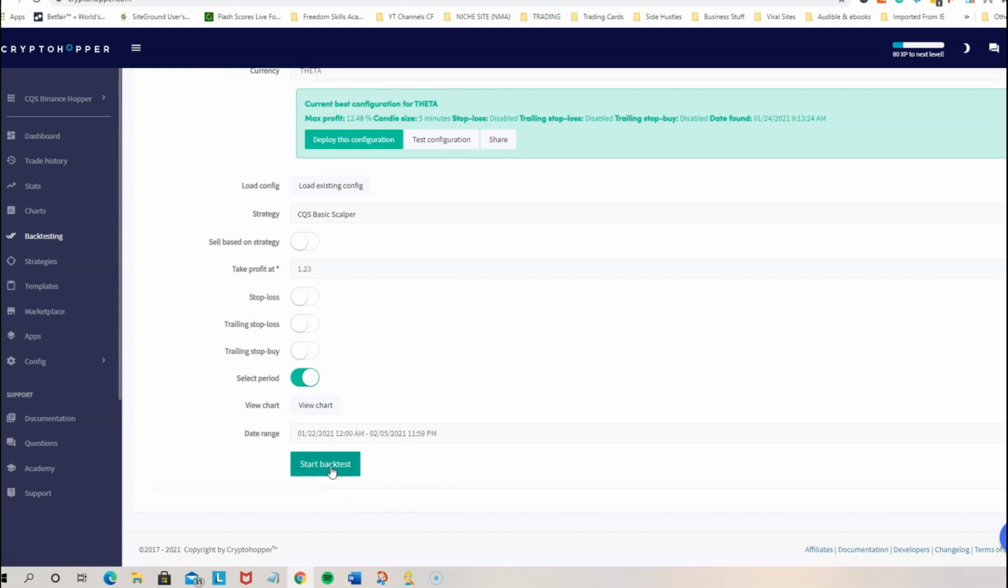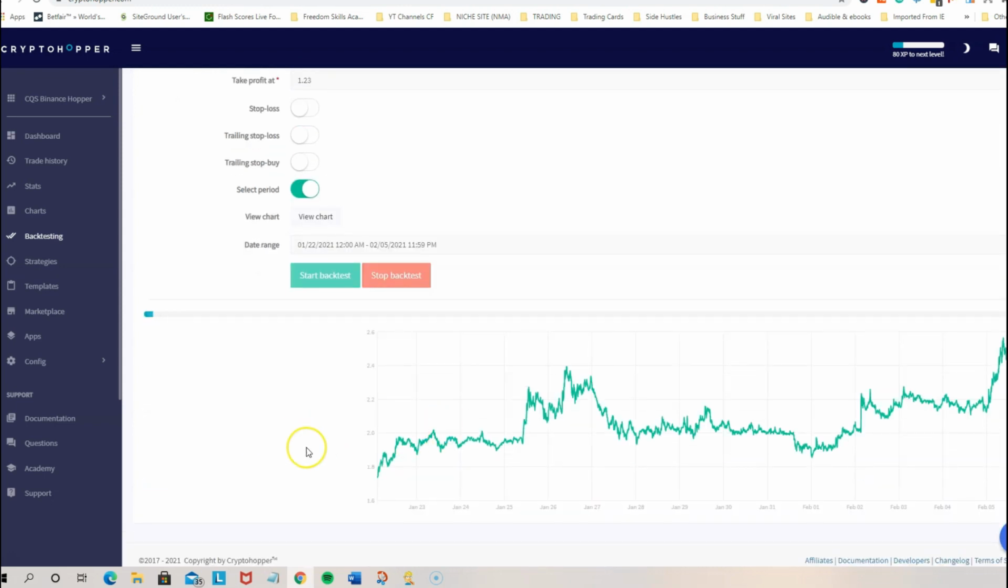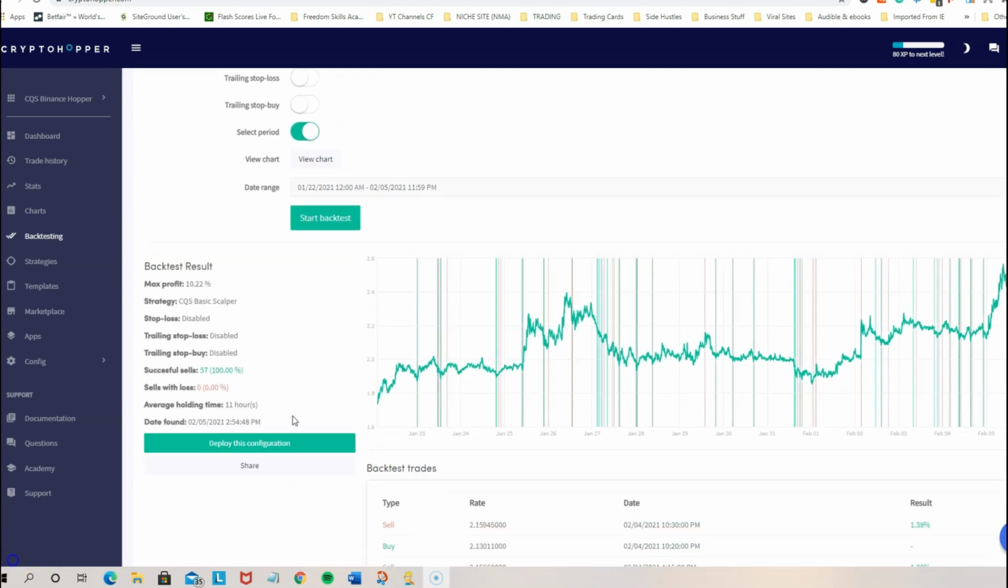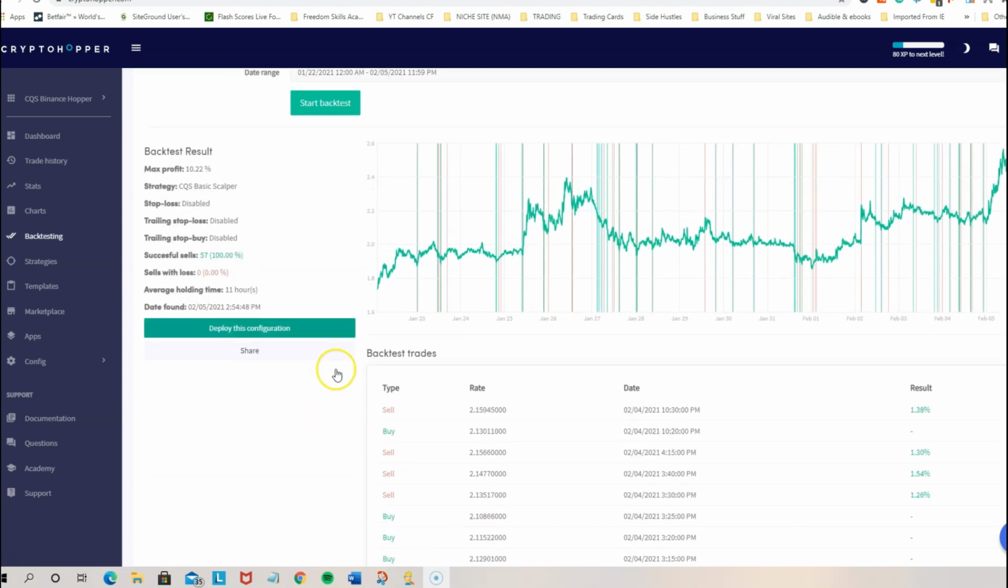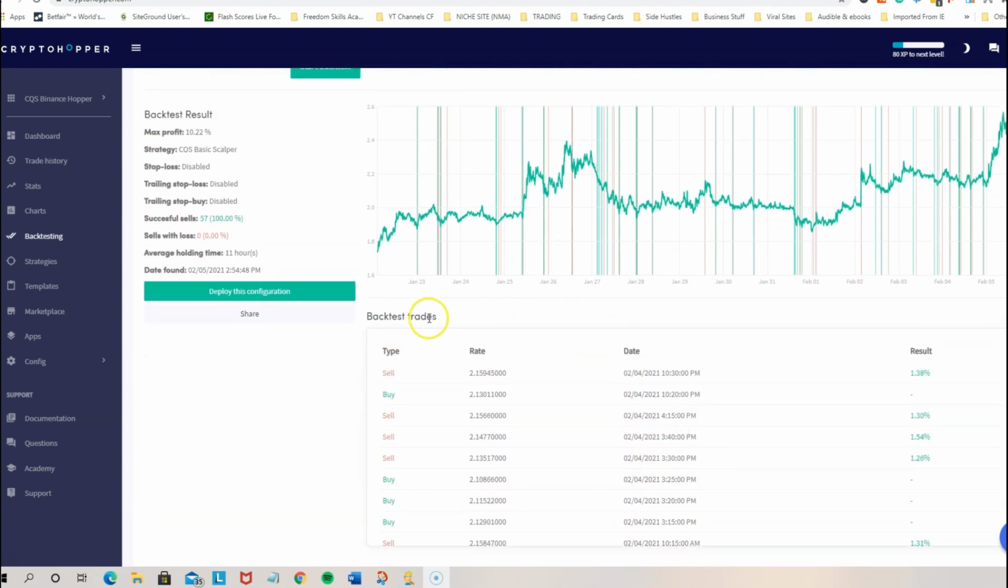I'll run it and then I'll pause the video because this takes about 5 minutes. Okay. So you see it's just got the graph. It's just going to plot what it would have done as a bot. And then it will tell you the results. So I'm just going to pause it and then I'll come back when it's done. Okay, so here we go. So it's completed the back test. And then it shows you all the trades it would have done, based on your settings.